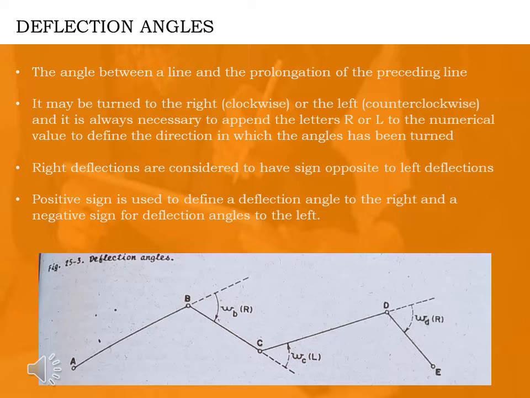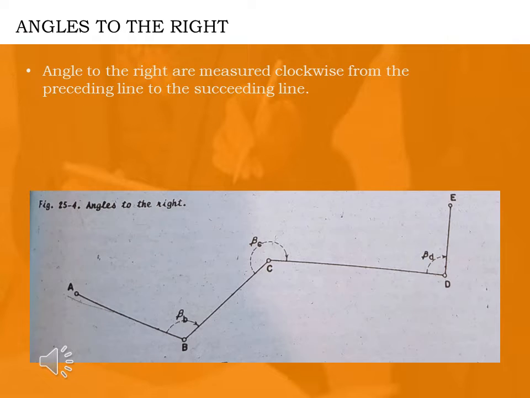Deflection angles are the angle between a line and the prolongation of the preceding line. It may be turned to the right, clockwise, or the left, counterclockwise, and it is always necessary to append the letter R or L to the numeral value to define the direction in which the angle has been turned. Right deflections are considered to have sign opposite to left deflections. A positive sign is used to define a deflection angle to the right and a negative sign for deflection angles to the left. Angles to the right are measured clockwise from the preceding line to the succeeding line.